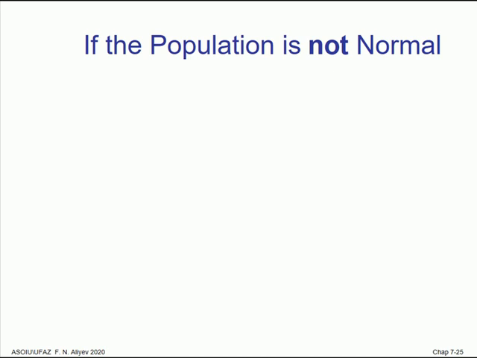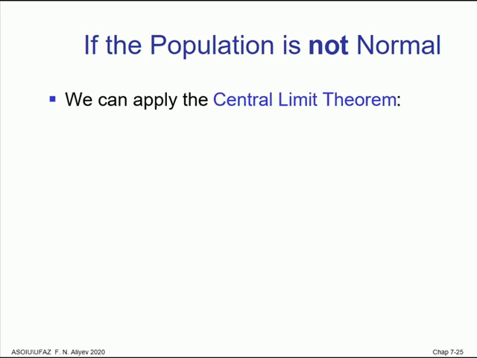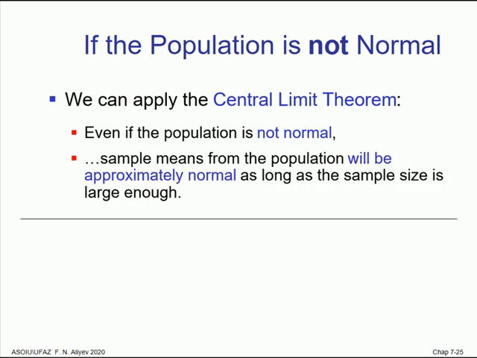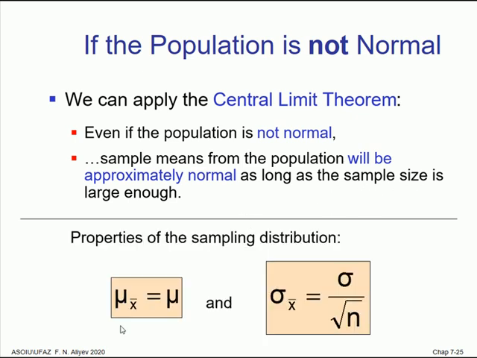So, if the population is not normal, we can apply the central limit theorem. It says that even if the population is not normal, sample means from the population will be approximately normal as long as the sample size is large enough, and you may apply again these formulas.